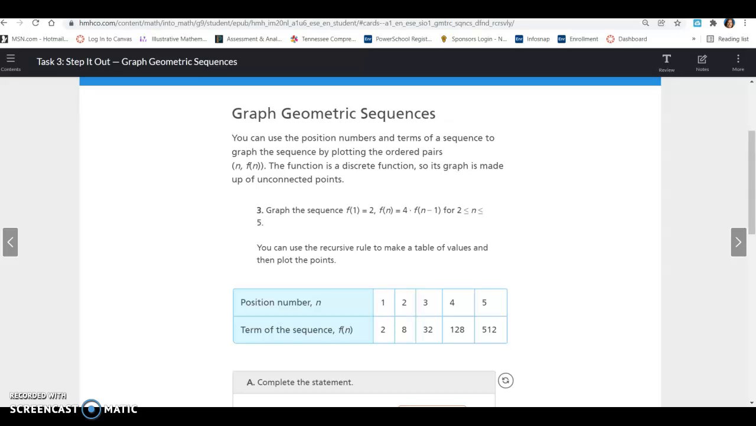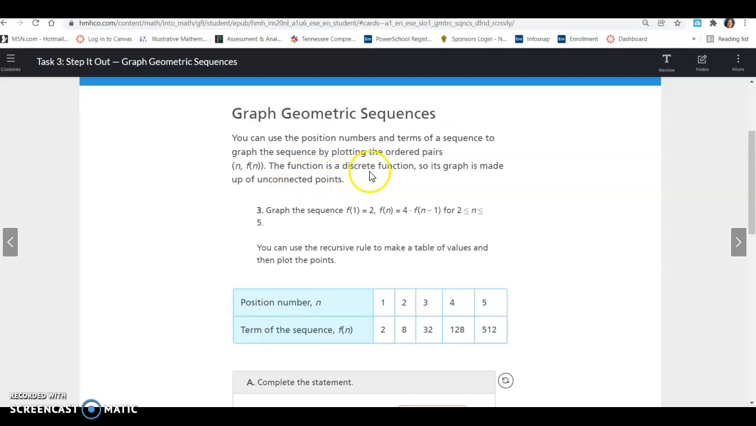Lesson 14.1, Task 3. Graph geometric sequences. You can use the position numbers and terms of a sequence to graph the sequence by plotting the ordered pairs n and f of n. So that's like x and y. We use x and f of x. This time we're just using a different variable. So n and f of n is just the same thing as your ordered pair like x and y.